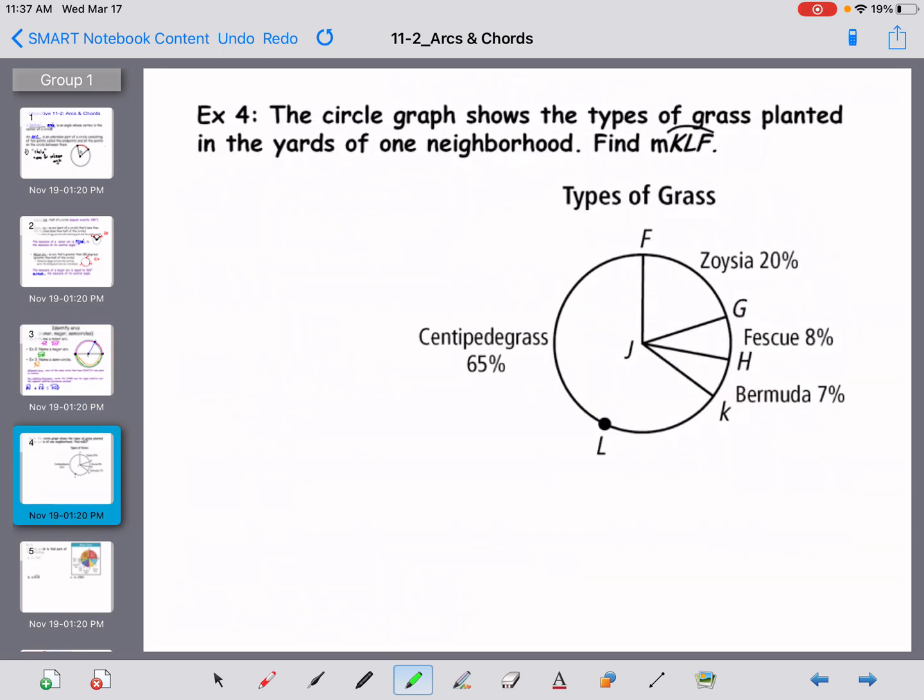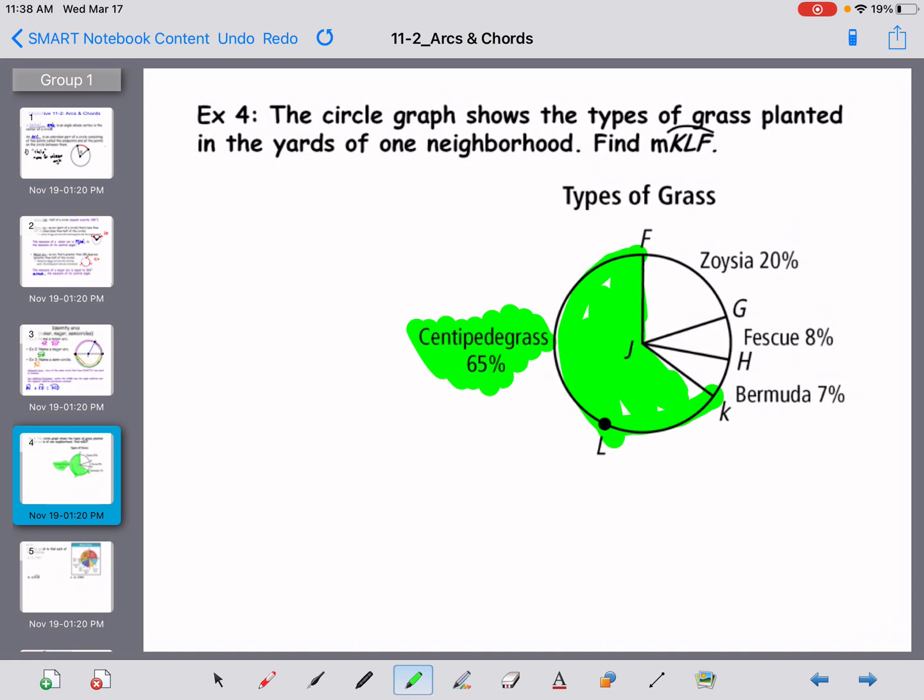Okay, so you're going to have some examples of circle graphs. Example 4 says, the circle graph shows the types of grass planted in the yards of one neighborhood. I need to find KLF. So KLF is what I got to find. KLF looks like it's 65% of the circle, right? That's this whole piece.